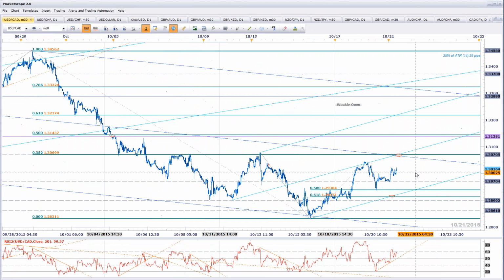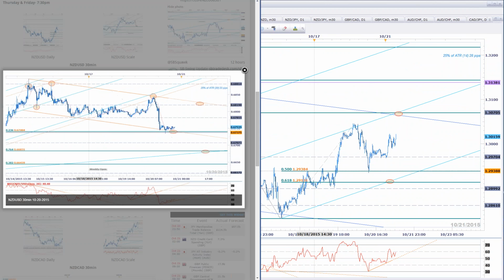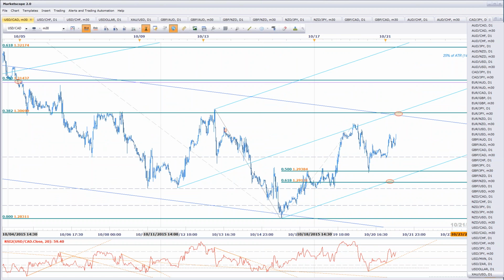All right. So some food for thought there. Hope that helps, Mr. Hudson. But back to the Kiwi. Here's what Kiwi looks like now.